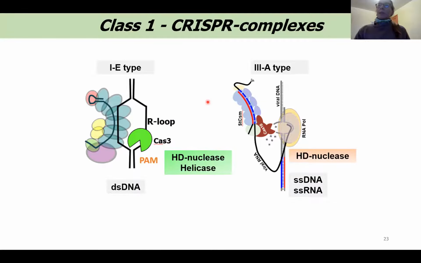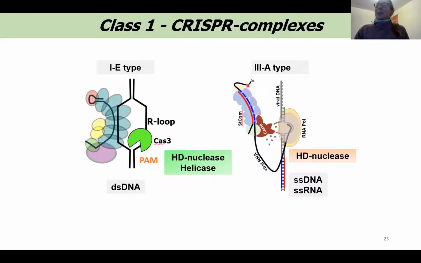I myself work on class 1 CRISPR complexes. These complexes form multi-subunit complexes with a CRISPR-RNA guide, and they form R-loops on DNA. And then there is an additional nuclease helicase that can target and destroy nucleic acid. This is for type 1. Type 3 is very, very complicated.